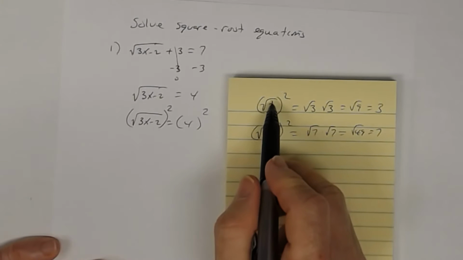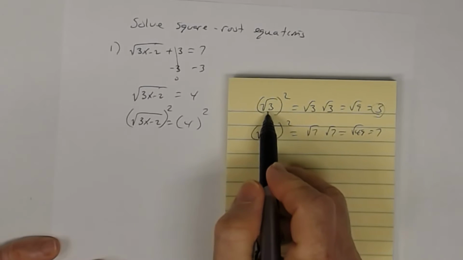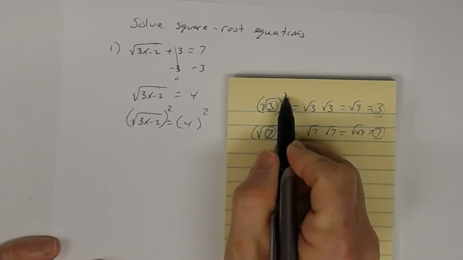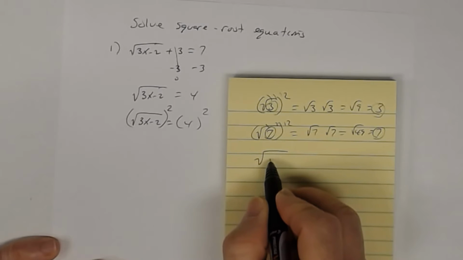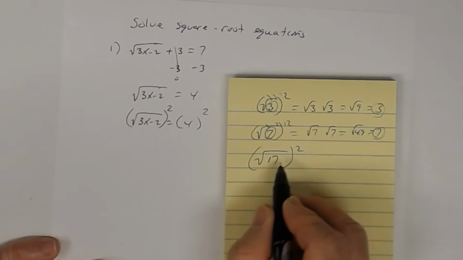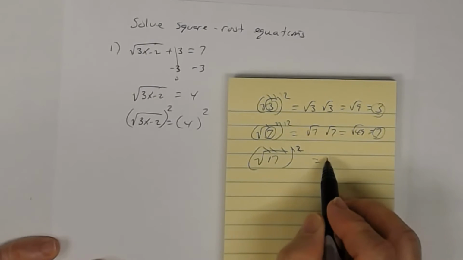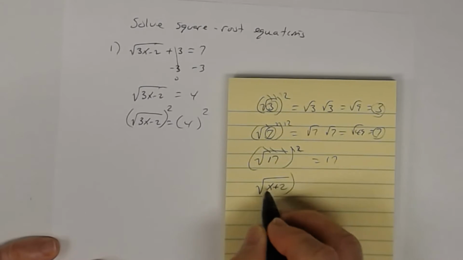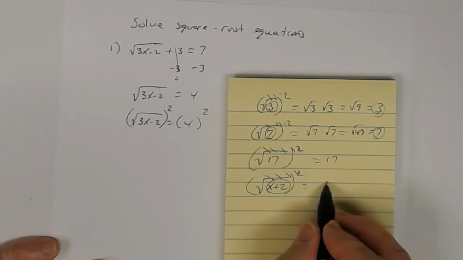The point is this. Whenever you're squaring a square root, notice that the answer is just the radicand. The square and the square root undo each other. So if you had the square root of 17 squared, then the square and the square root are inverses of each other, so you're just left with the radicand. So you just say 17. And that takes us to this idea. If I have the square root of x plus 2 squared, and I simplify that, the square and the square root undo each other, so you're left with the radicand x plus 2.